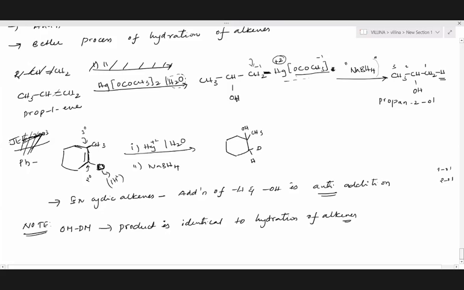So in tomorrow's class, we will do ozonolysis. Ozonolysis is very important. They have asked the question twice, and both the times they asked, it was a very simple approach only. So we will be starting that in tomorrow's class. So please log in at 8 o'clock. I don't want to take class in the afternoon.